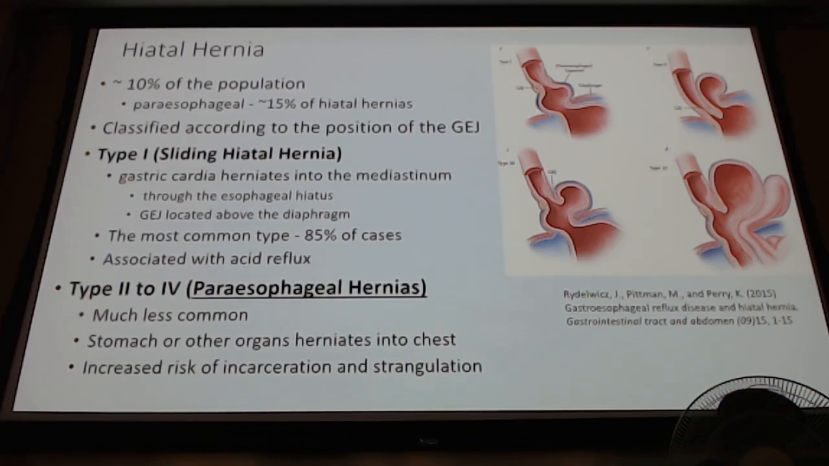Hiatal hernias. Okay. 10% of the population will have a hiatal hernia, more than paraesophageal. So we have 2 different types. We have sliding hiatal hernias, which is type 1. Okay. And then we have type 2 through 4, which are paraesophageal hernias. Okay. Technically, they're all considered hiatal hernias because it goes through that foramen. Okay. But 1 is a sliding hiatal hernia, and 2 through 4 are paraesophageal.